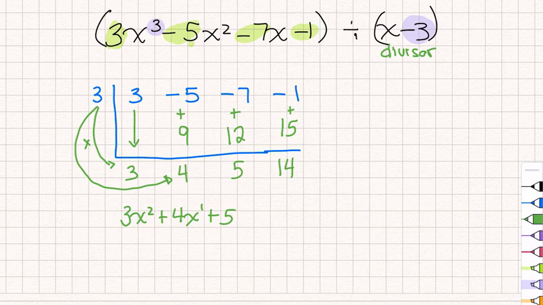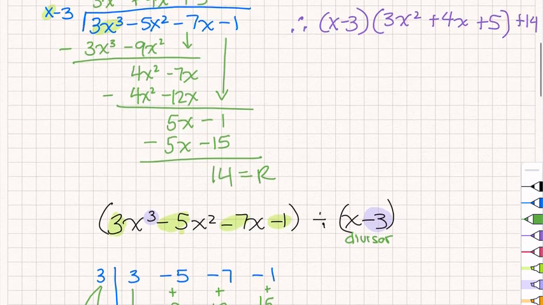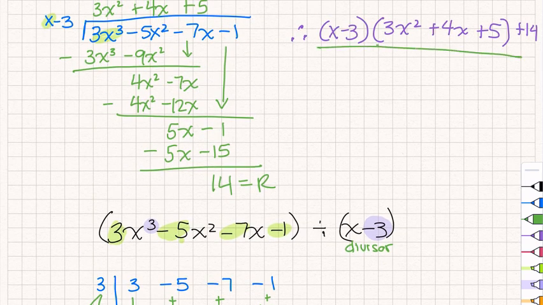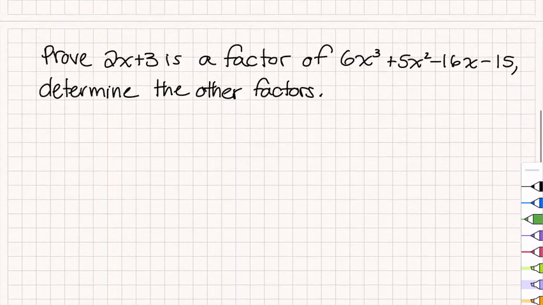So if it's a remainder of 14, the way we'll write our final answer, just like above, we have x minus 3 times 3x squared plus 4x plus 5 plus 14. So as you can see, we got the exact same answer. So you decide what you're comfortable with. Many students prefer the synthetic method, but it's completely up to you.